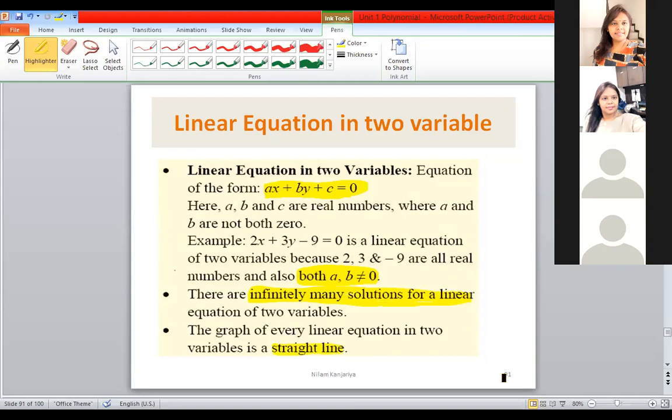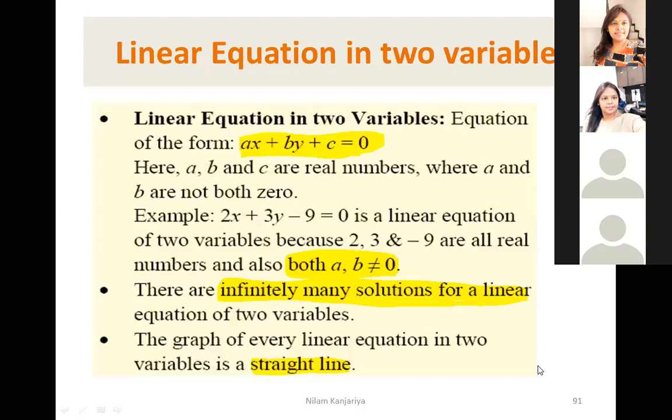First, the general equation is ax + by + c = 0, where a, b, c are real numbers. In this equation, a and b are not both 0 at the same time. There are infinitely many solutions. And every linear equation represents a straight line. Why? I will give you the proof, with a graph.